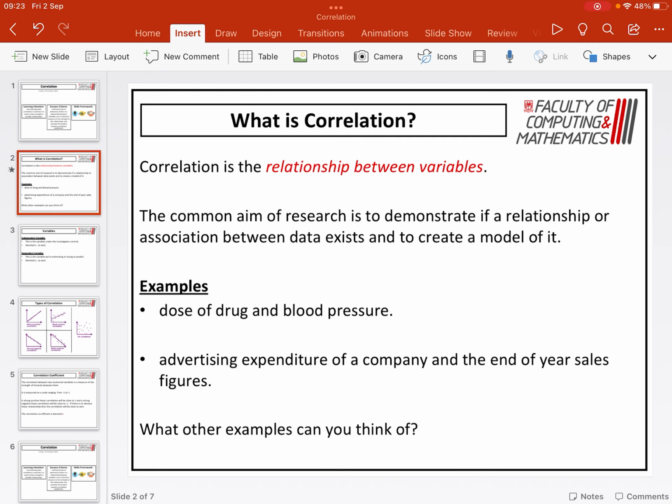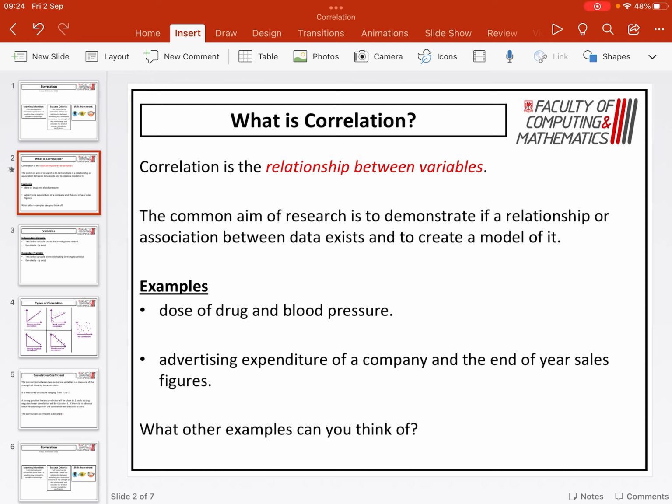First of all, what is correlation? Correlation is the relationship between variables. The common aim of most research is to determine if a relationship or association between data exists, and to then create a model of it.